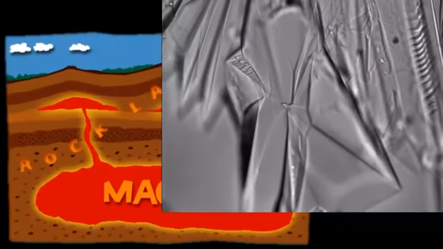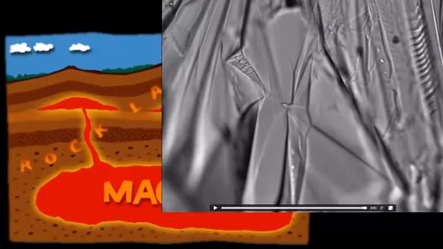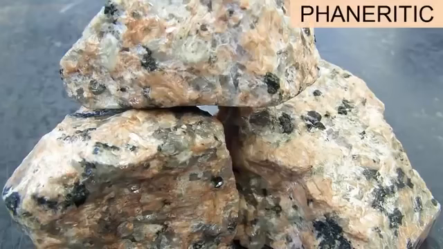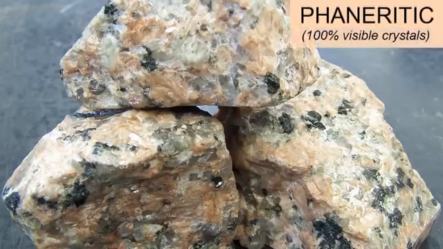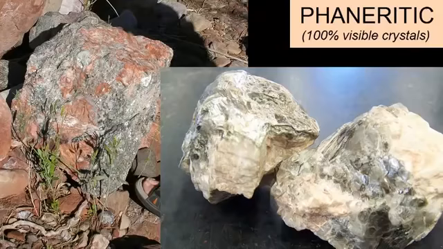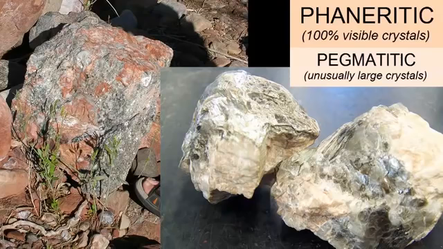The slow cooling allows for large crystals to form. The texture of these rocks is typically described as phaneritic, and the crystals are all intergrown and large enough to see with the naked eye. A subcategory of phaneritic rock are rocks with unusually large crystals. This texture is called pegmatitic, and rocks displaying this texture are called pegmatites.